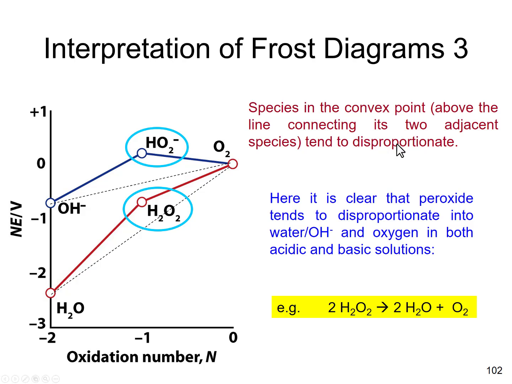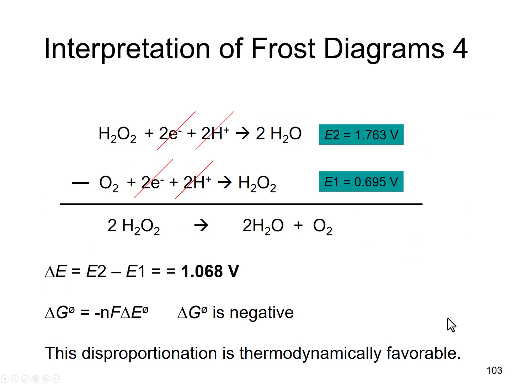These species tend to disproportionate into the individual species, namely water and oxygen, or hydroxide and oxygen. So again, it is clear that the peroxide tends to disproportionate into either water or hydroxide and oxygen in both acidic and basic solutions. And here we have a reaction equation depicting the disproportionation of hydrogen peroxide into water and dioxygen.